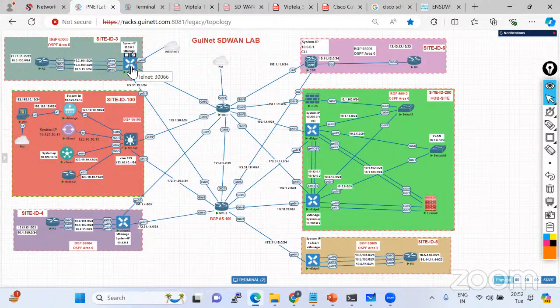So if I have a branch location in Delhi or maybe Mumbai, a physical location, I have to purchase the physical hardware, or I might purchase a physical server and deploy the router image on that particular physical server. So this is a two way.